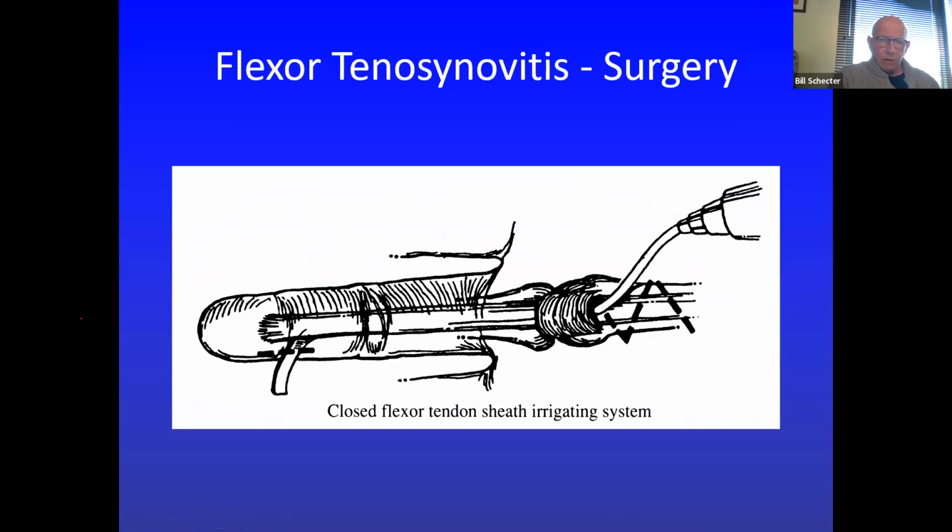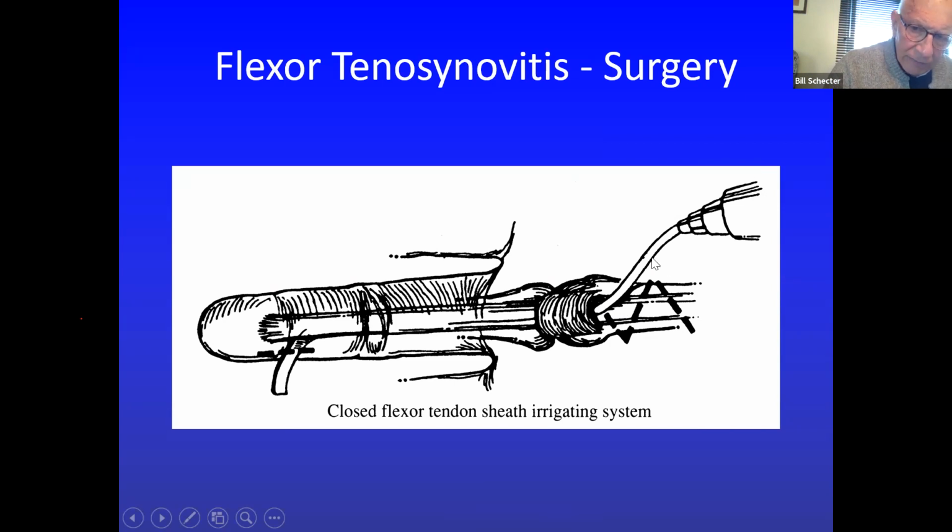So here's a little nicer picture about closed tendon irrigation. Here they've inserted the catheter through a palmar incision. They've made an incision in the distal palm, proximal to the MCP joint. They've opened up the flexor sheath. So now you've got the sublimis and profundus tendons going through there.